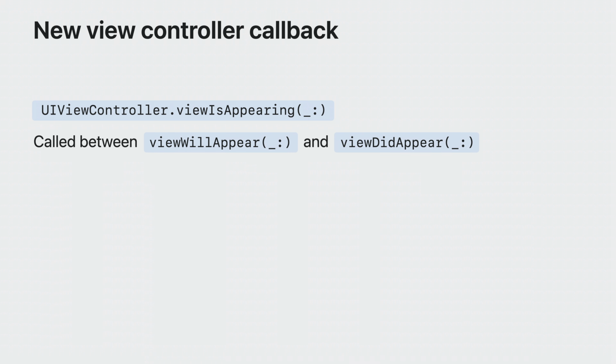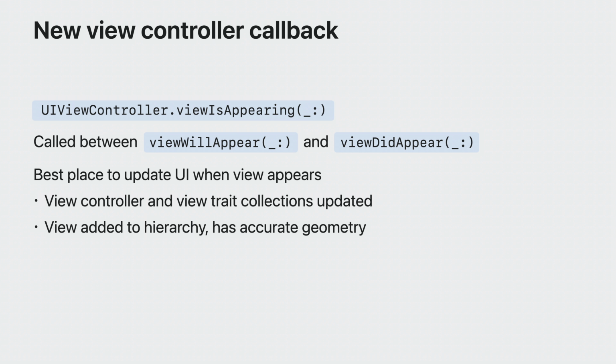ViewIsAppearing is the best place to do things each time the view appears. When it is called, both the view controller and the view have an up-to-date trait collection. Additionally, the view has been added to the hierarchy and has been laid out by its superview. This makes ViewIsAppearing an ideal callback to run code that depends on the view's initial geometry, including its size. Lastly, this new ViewIsAppearing method back deploys all the way to iOS 13, so you can take advantage of it even if your app runs on older versions of iOS.